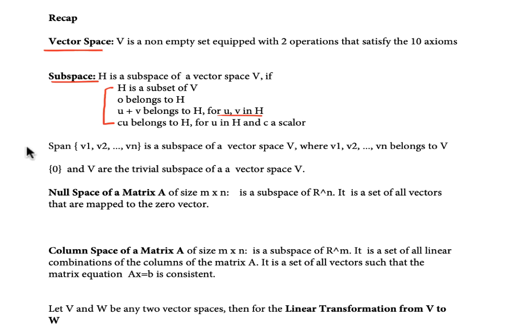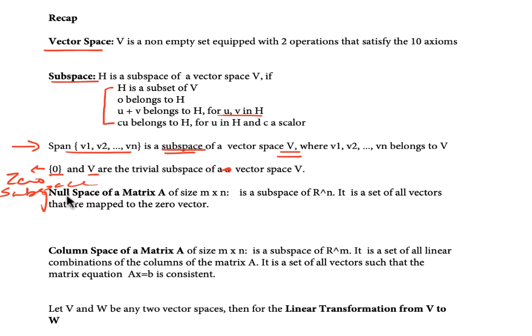Now, a very important part: if you take a spanning set of vectors from a vector space V, this spanning set is always a subspace of the vector space. There are two trivial subspaces of every vector space: the zero subspace and the vector space itself. So remember, this is the zero subspace.